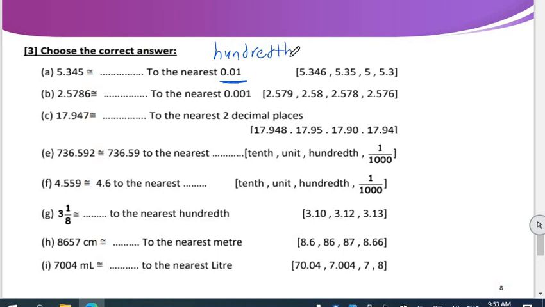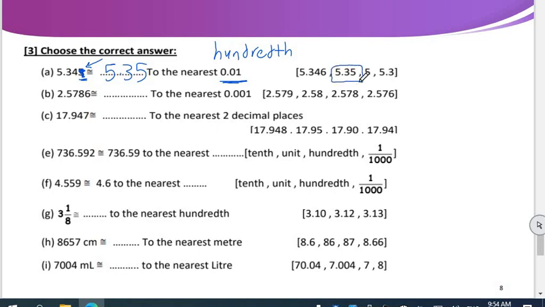Okay, you remember how to approximate to the nearest hundredth? We look at the number in the thousandth place, number 3 after the decimal point. In here 5. Ask 5. Are you strong or weak? 5 is a strong number. So we add 1 to the number in the hundredths. So 4 becomes what? 5. So the result will be 5.35 and remove this digit. Okay, so we will choose it.